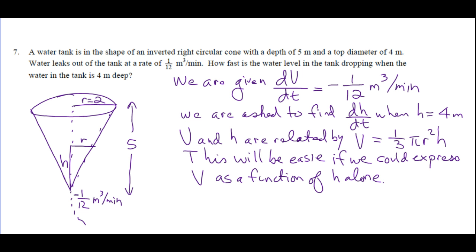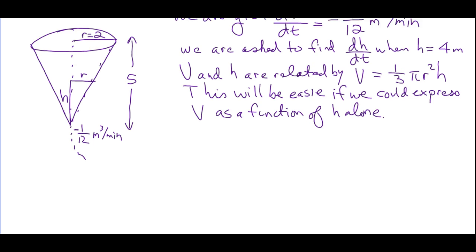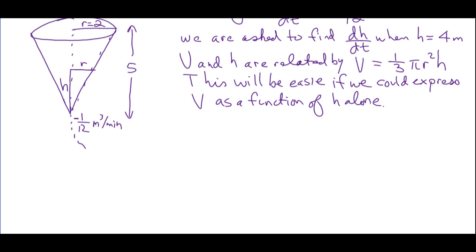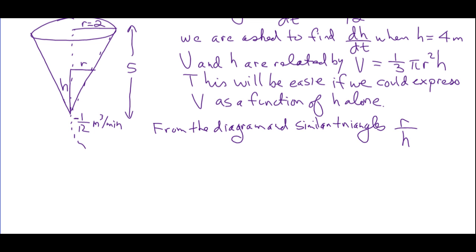All right, so let's scroll this, about there. Now, can we do that? Yeah, we have a relationship, right? The relationship we have is that we know from the diagram, in similar triangles, that R over H is in the same ratio as 2/5.